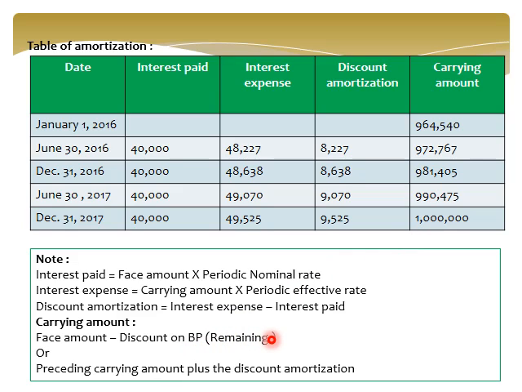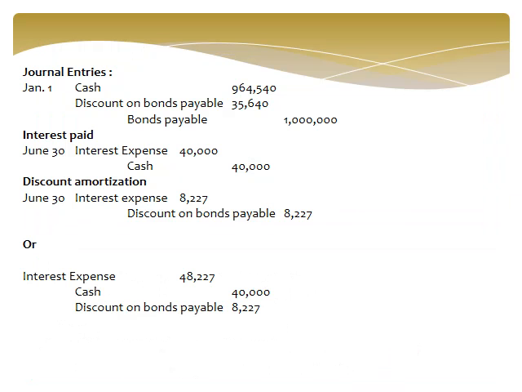So, pwede yung carrying amount na nakikita natin sa table of amortization yung nasa gilid, or pwede din sa presentation kasi ng financial statements, kailangan face amount minus the discount on bonds payable remaining. So, pwede din preceding carrying amount plus the discount amortization. Ito, based to sa amortization table. Magkano carrying amount December 31, 2016? So, ito, nakita natin sa table. The preceding carrying amount plus discount amortization. Ito naman, na pag-compute ng carrying amount, ito talaga yung way of presentation sa financial statement. Face amount na 1 million, minus yung remaining discount on bonds payable during that date. Same lang naman sila ng result.